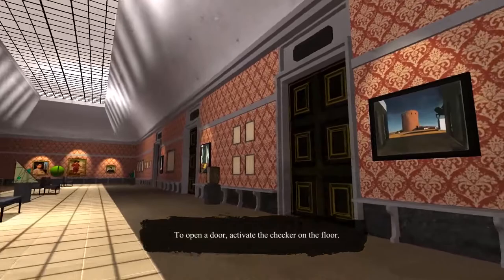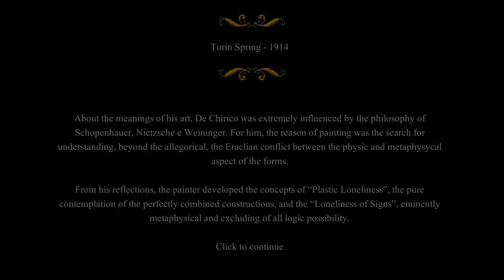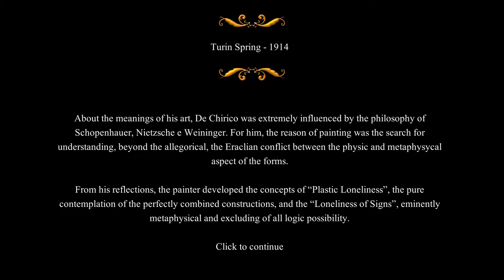Right, so here we are on our second painting, or more like sixth. Turin Spring. About the meanings of his art, he was extremely influenced by the philosophy of Schopenhauer, Nietzsche, Nietzsche, E. Weininger. I know Nietzsche. He was a nihilist. The reason of painting was the search for understanding beyond the allegorical, the Heraclean conflict between the physical and metaphysical aspects of the forms.